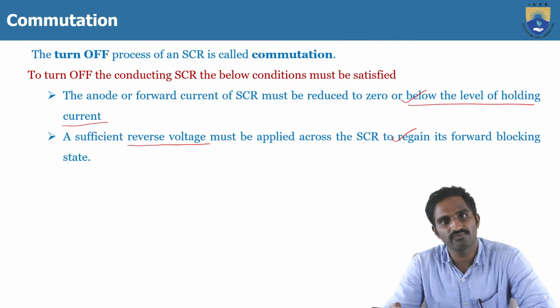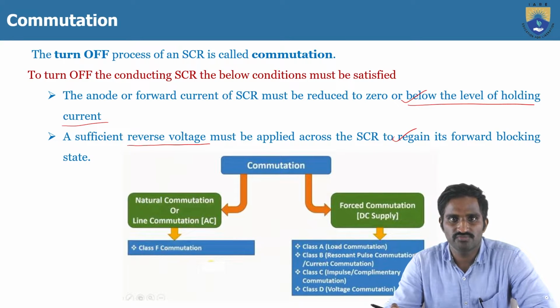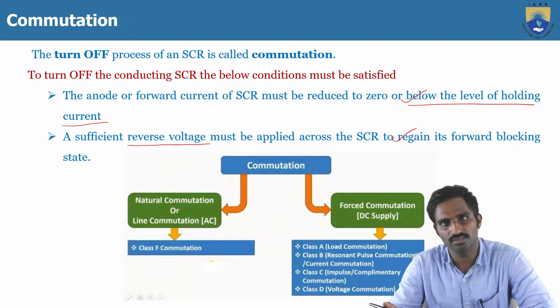Of course, there are different types of commutation techniques. Mainly there are two different types, and they are differentiated based on the input supply. Suppose the input supply given to a particular thyristor is AC, then in that case we use the natural commutation, or we can also call it line commutation. The other type is when we have a DC input supply, then in that case we use the forced commutation.